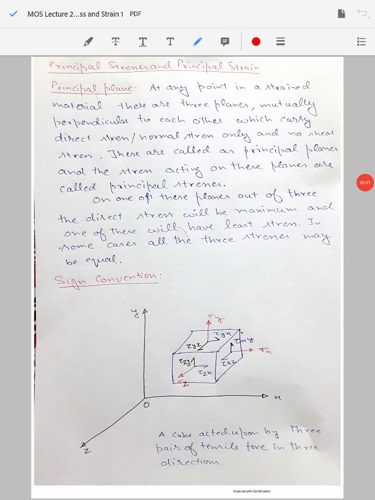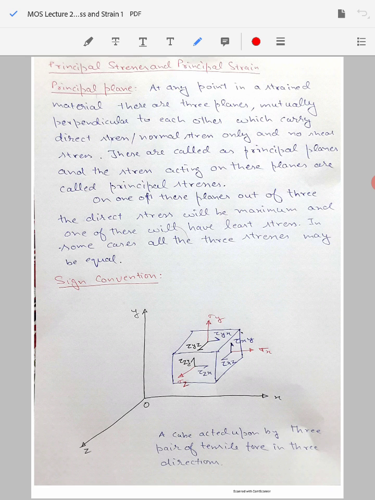Hello students, we are going to start the new chapter on principal stresses and principal strain. To understand the principal stresses, let's first understand the plane on which they act. These planes are called principal planes in general.